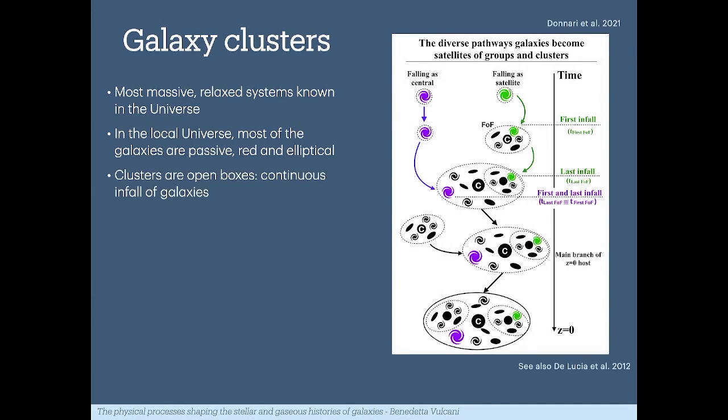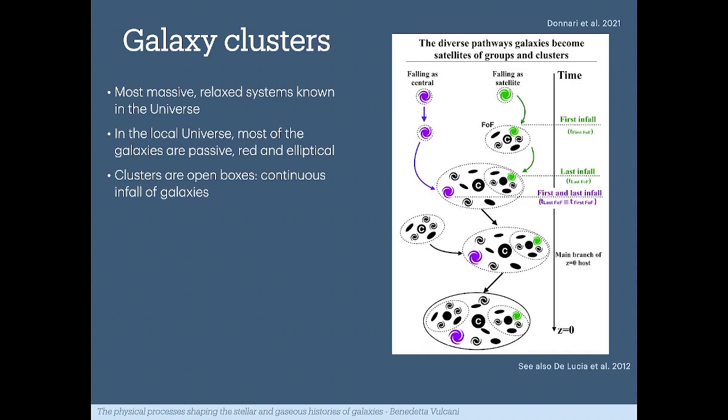But this is actually not true, because clusters are open boxes. There are continuous galaxies that infall into the clusters, and so they affect the general distribution of the population. And when we talk about new infallers, we need to keep in mind that each galaxy can fall into the clusters through a different path. Some galaxies fall in as isolated systems. Some fall into groups before falling into clusters. And there can be many combinations of different accretion times, galaxies falling at different epochs.